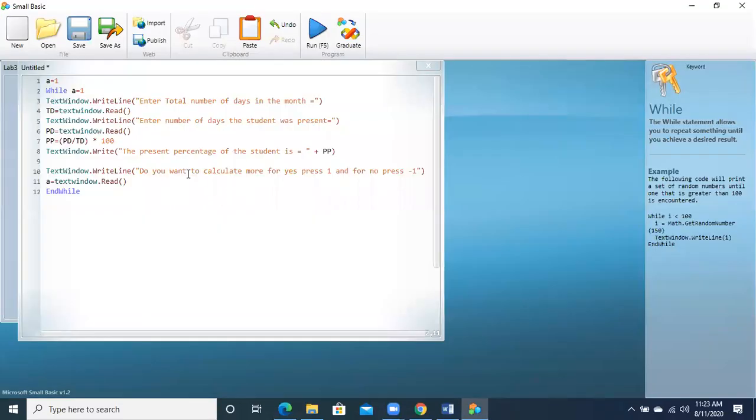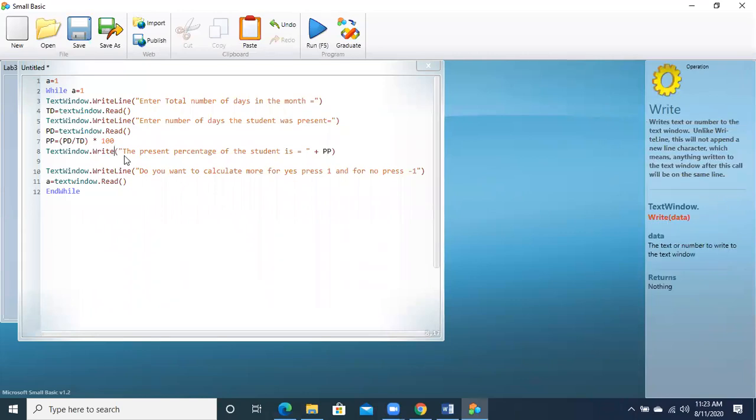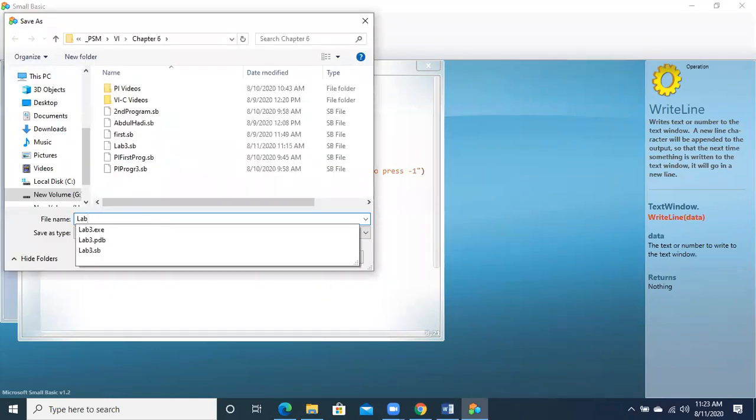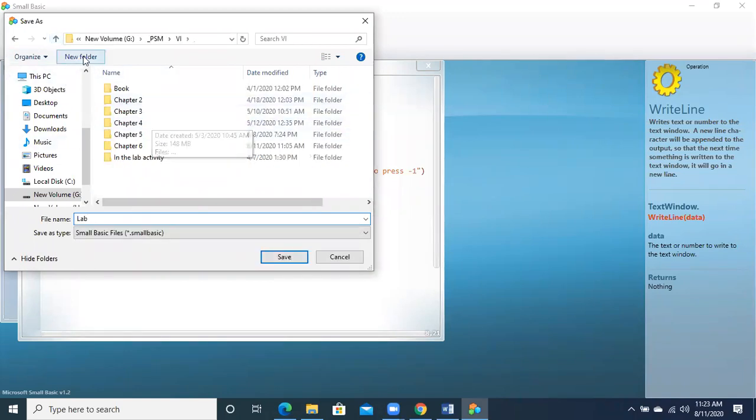Are you getting this point? Okay, this is how the loop is basically working. Any question? Because our class time is about to be over. This is lab activity number 2, as I have told you.